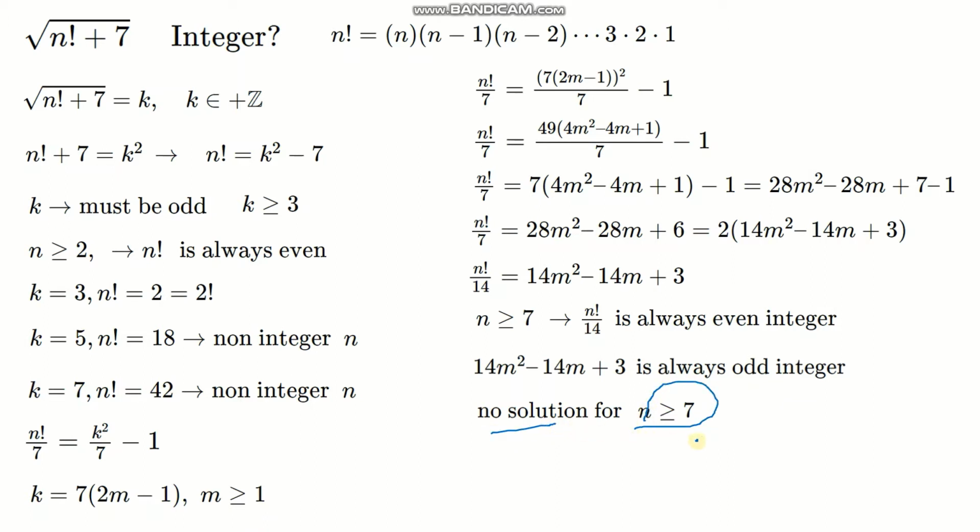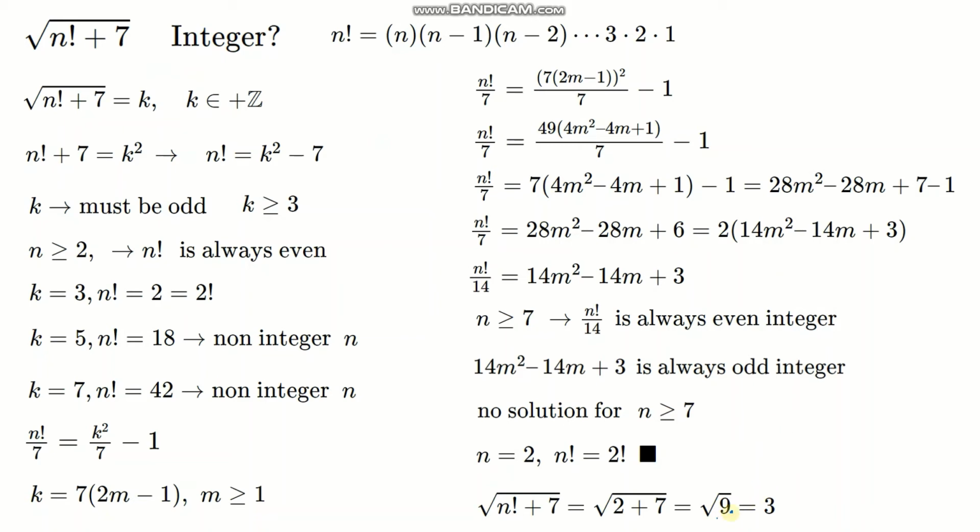If we have no solution for n greater than or equal to 7, then we can only rely on n less than 7, and that is when n is equal to 2, which is n factorial equals 2 factorial. So we have only one value of n that will make the square root of n factorial plus 7 an integer, which is n equals 2. So that is the square root of 9 equals 3. That's all. Thanks for watching.